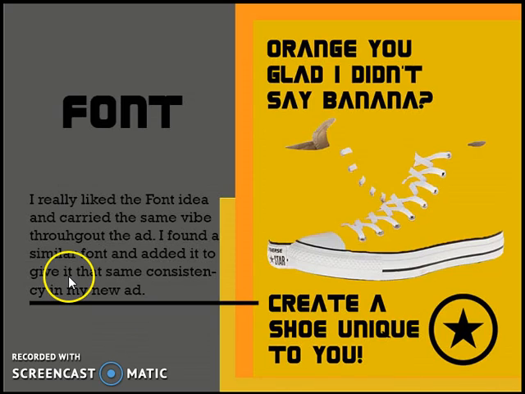I originally decided to go with the font because it was very unique and bold, and like I said, once you see the font, you definitely know you're looking at Converse and Chuck Taylor. I couldn't find the exact font since they have that copyrighted to themselves, but I did find a similar one and worked with it.